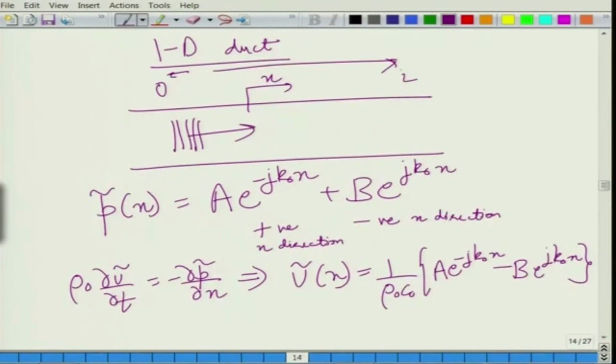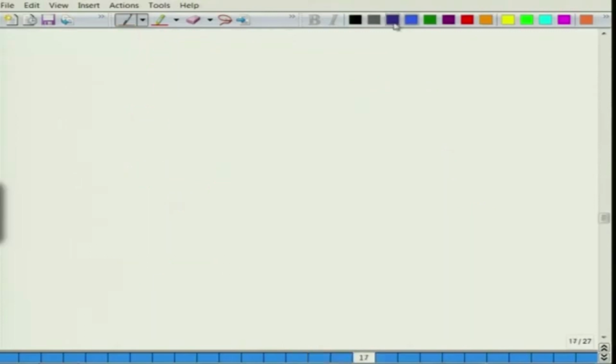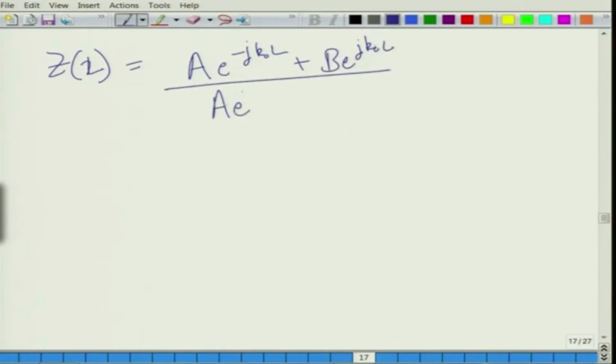It is easy to see that at x equal to L, this end might be open or it might be closed with a rigid termination. We will see what happens by giving it different values of Z. So, Z at a distance L is given by Y0 times (A e^(-jk0L) plus B e^(jk0L)) divided by (A e^(-jk0L) minus B e^(jk0L)).